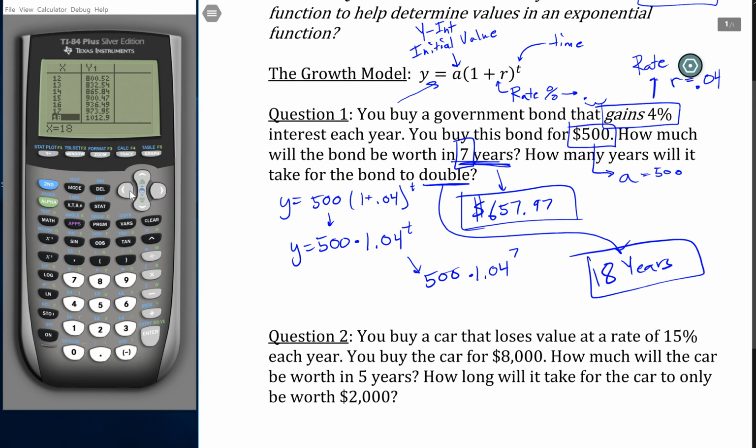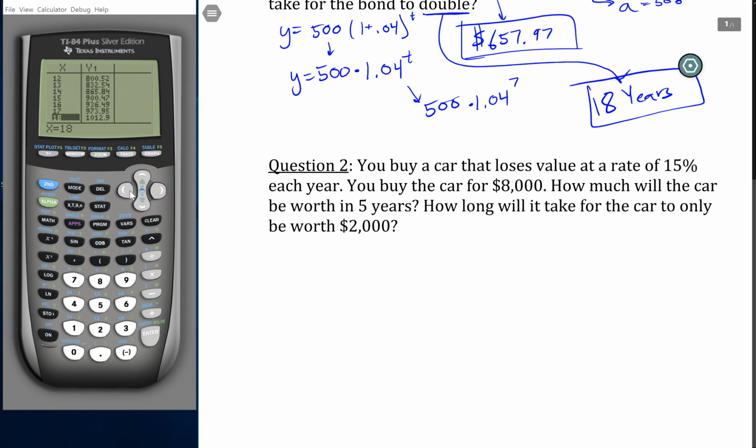So let's look at the next one. This is going to be a decay one, and we'll see why. You buy a car. That's exciting. The issue with buying a car is that as soon as you buy it, it starts losing value and fast. That's why cars are terrible investments. They make you look cool, but they lose value like crazy.